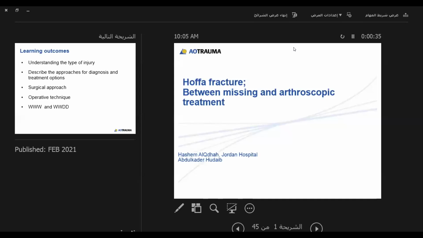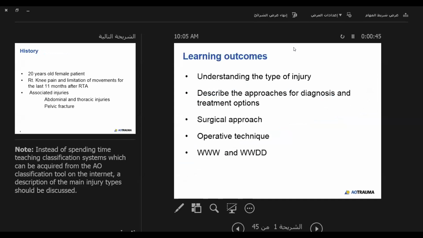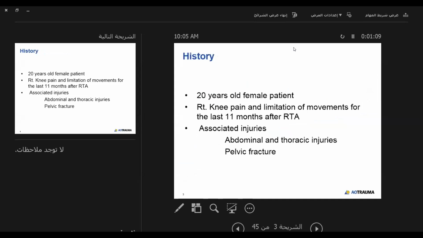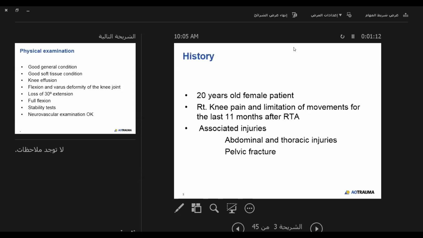My talk today is about tibial plateau fractures, and really it lies between missing and arthroscopic treatment. In my lecture, I'm going to discuss the types of injury, describe the approaches for diagnosis and treatment options, the surgical approach, operative techniques, and we will also talk about what you would do differently in other opportunities. So I will start with the presentation of the first patient.